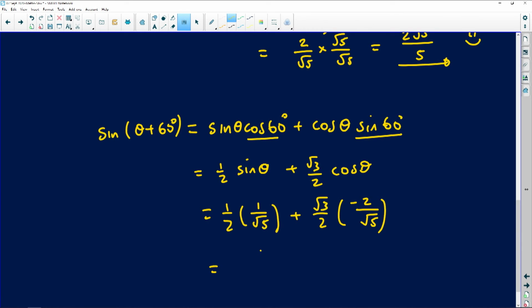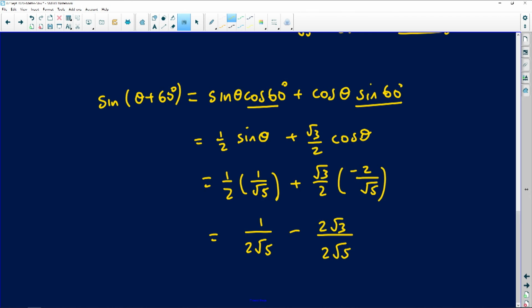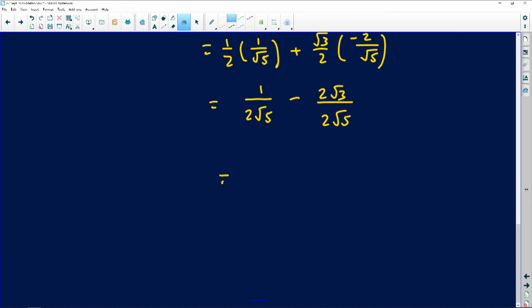Now we have to clean this up. 1 times 1 is 1. You get 2 root 5. Add this with negative times positive; we are simply going to get a negative solution. Let's go straight and put it as a minus. So 2 root 3 over 2 root 5. Okay, then of course we've got the same denominators. We can simply take 2 square root 5 as the denominator, and on top we're going to have 1 minus 2 square root of 3.